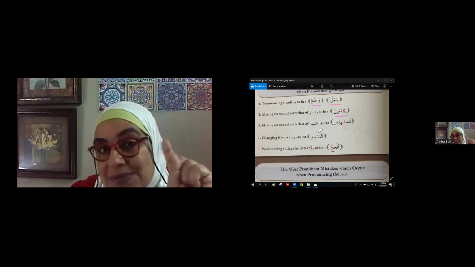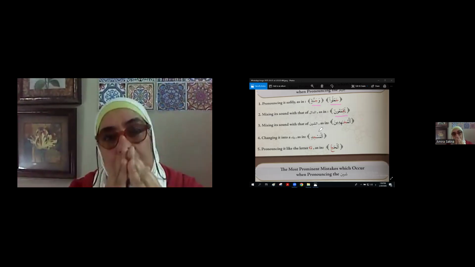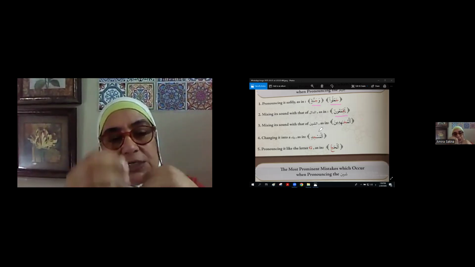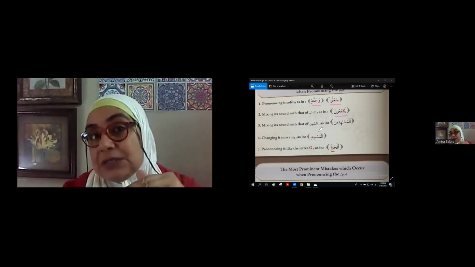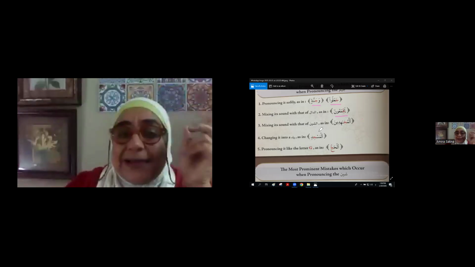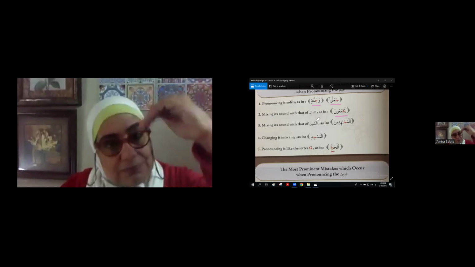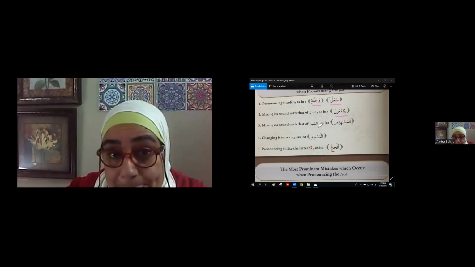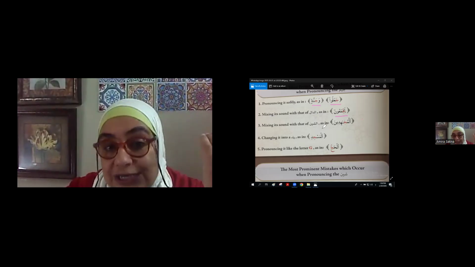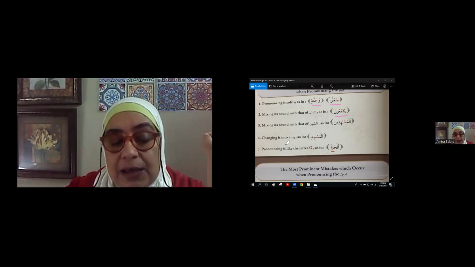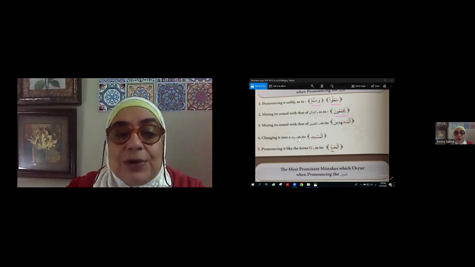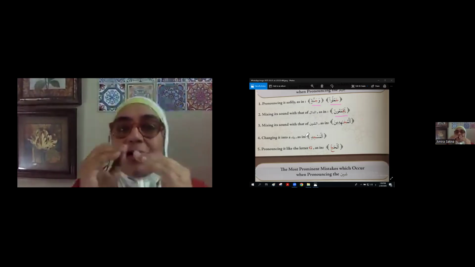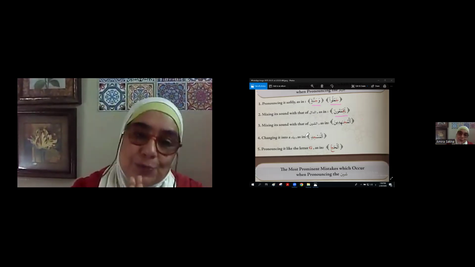Number 3, mixing its sound with that of sheen. As I told you, common mistakes will be with mixing the sound with letters which are sharing the same articulation point or nearby. Nearby is the dal. With sharing the same articulation point, it will mix the jim with sheen or ya. Sheen or ya, which is number 4, changing it into ya. So sheen or ya, because sheen and ya share with jim the same articulation point.